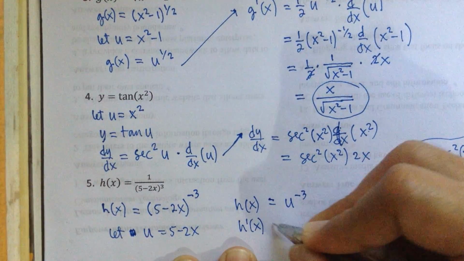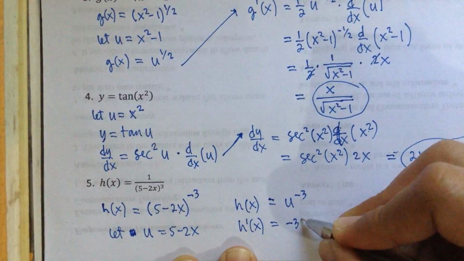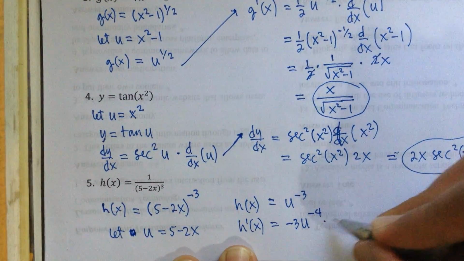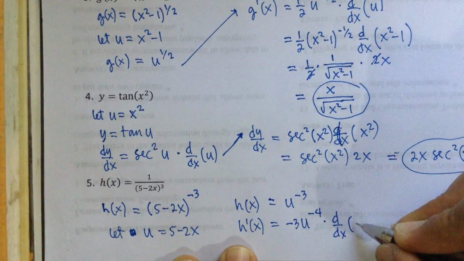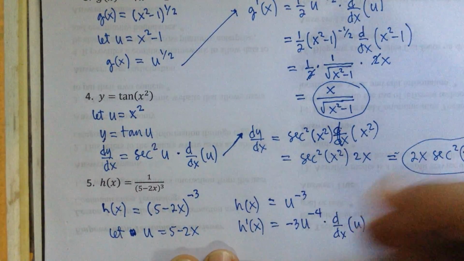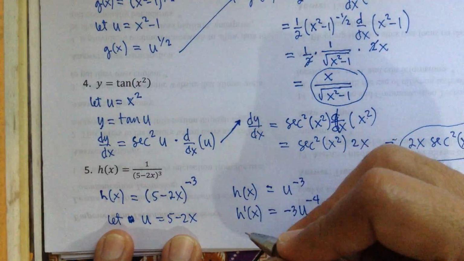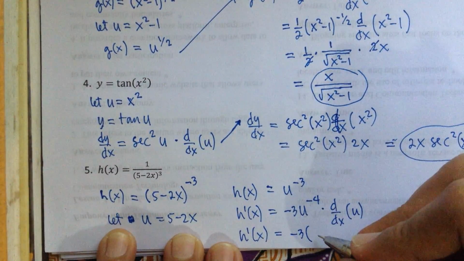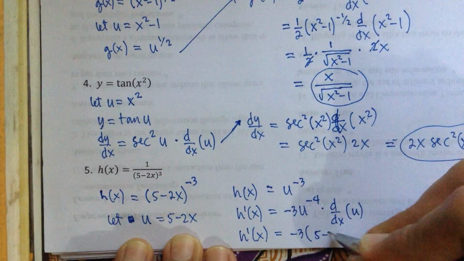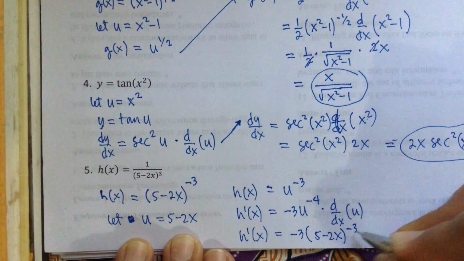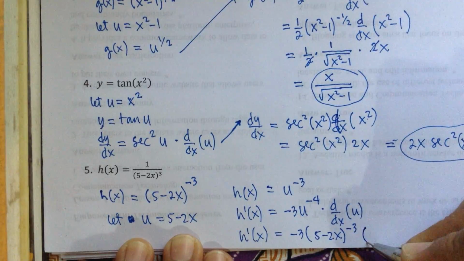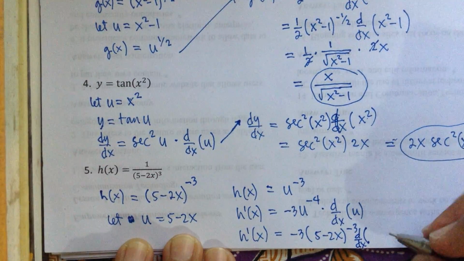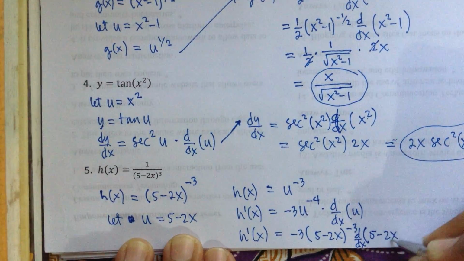So using the formula now, this is negative 3 u to the negative 4, right? Negative 3 minus 1 is negative 4. And don't forget to compute the derivative of your u. So you can write this as h prime of x equals negative 3 times u, which is 5 minus 2x raised to negative 4, times the derivative of your u, and your u is 5 minus 2x.